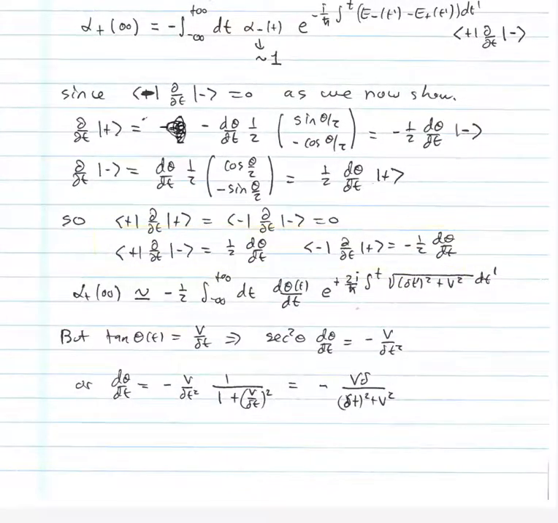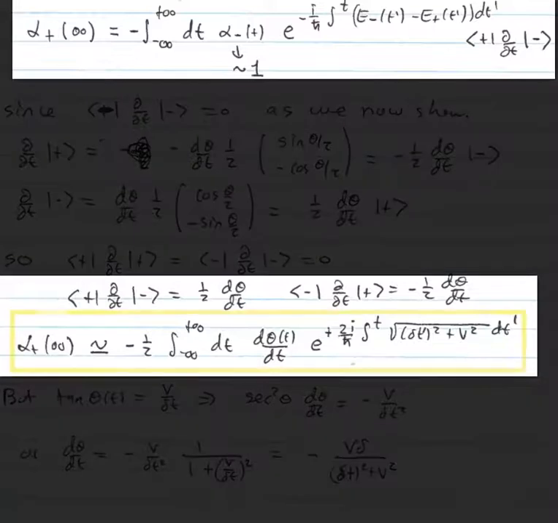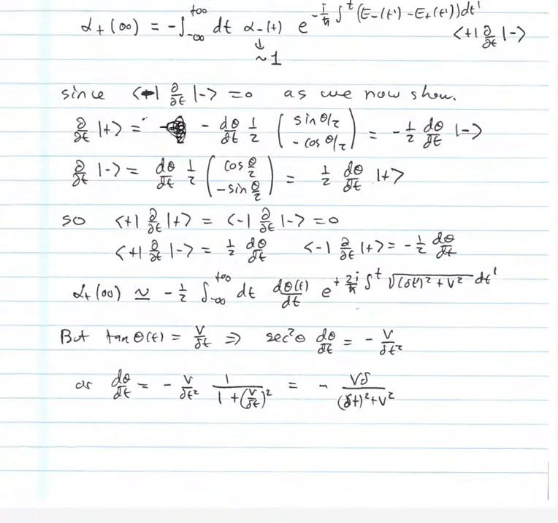So now we plug into our integrated form for alpha plus of infinity. We get minus 1/2 integral from minus infinity dt d theta dt e to the plus twice i over h bar integral with respect to t of the square root of quantity delta t prime squared plus v squared dt prime. The 2 occurs because e plus is the negative of e minus. Now remember, we derived above that tan theta of t is equal to v over delta t.